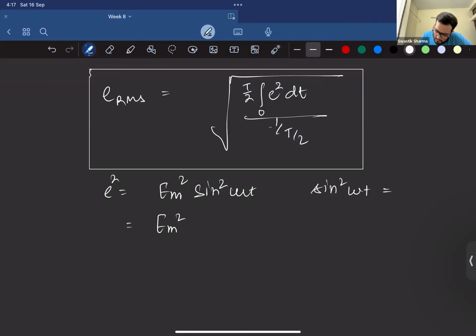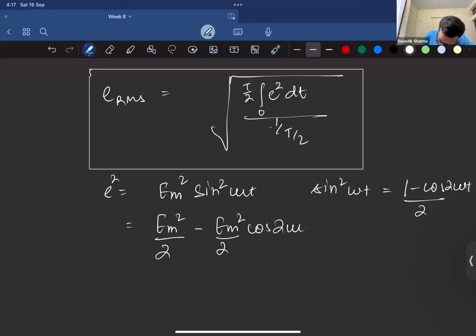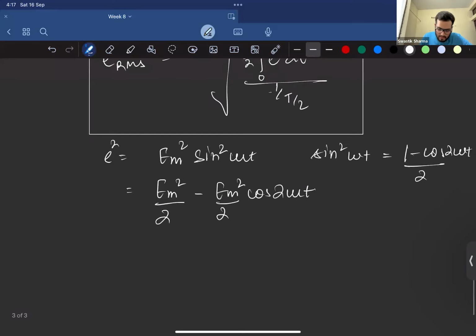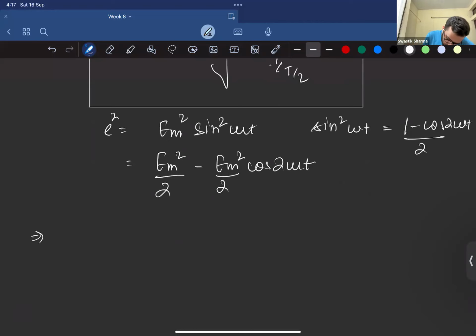So it can be represented as sin²ωt = cos²ωt − sin²ωt = 1 − 2 sin²ωt. So 1 by 2, 1 minus cos 2ωt, right? So that means it's Em² by 2 minus Em² by 2 cos 2ωt. So we can represent it like this as well. So again, we have to take it for the half interval, right? So let's do it.